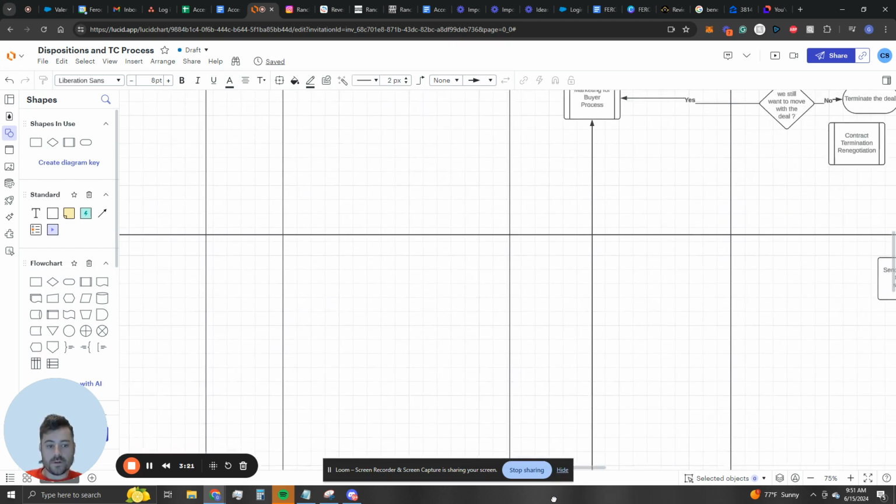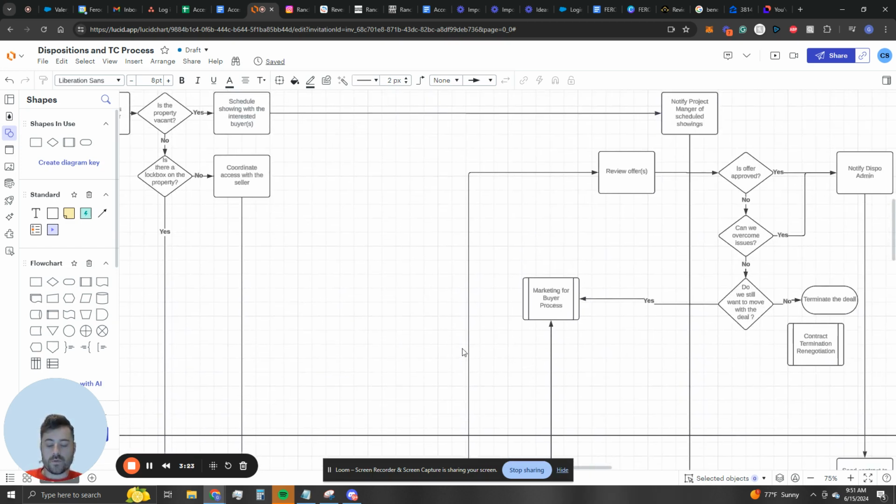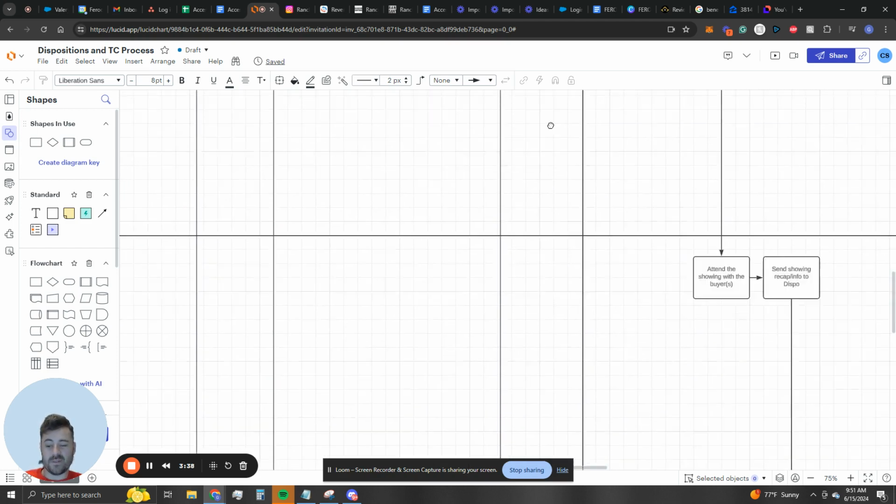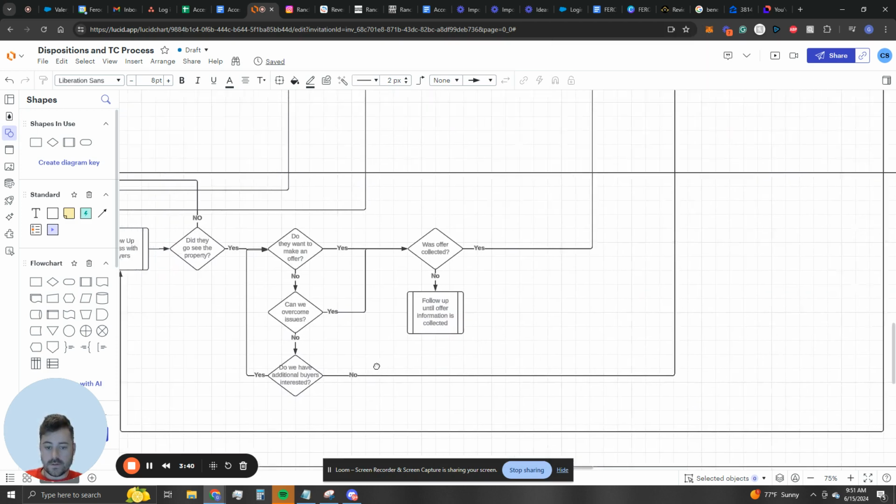Well, now we're going to go up here, and we're going to go for a marketing process for buyers, right? We're going to follow this process to how to market out to other additional buyers, mostly off market, I believe. But we're going to figure out another marketing plan for buyers. Now, again, that's if we have no one interested, right?